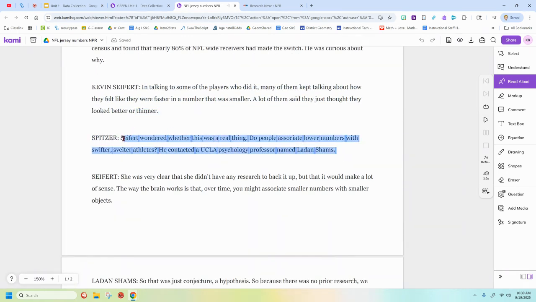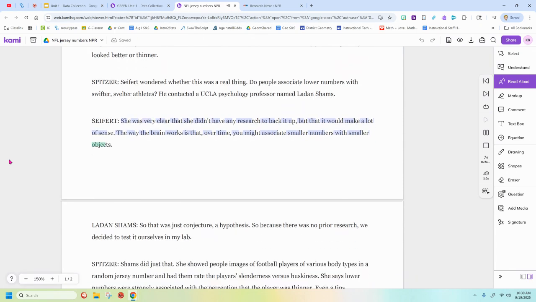All right. Seifert wondered whether this was a real thing. Do people associate lower numbers with swifter, svelter athletes? He contacted a UCLA psychology professor named Ladan Shams. She was very clear that she didn't have any research to back it up, but that it would make a lot of sense. The way the brain works is that, over time, you might associate smaller numbers with smaller objects.